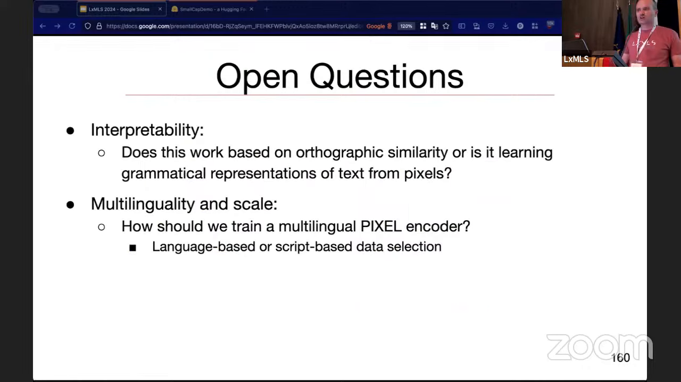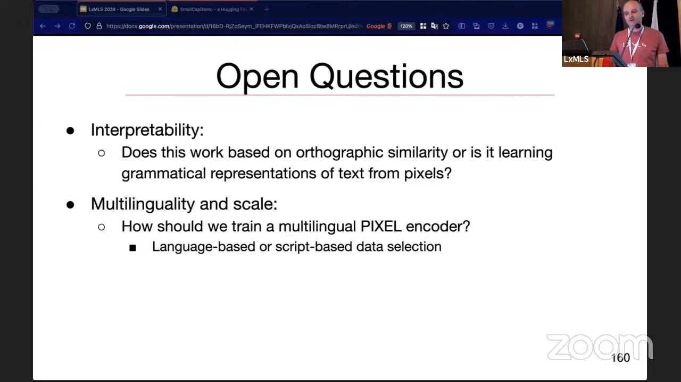And I think there are lots of really big open questions. For example, why or how does this work? So for people interested in interpretability, I think there are some big questions about whether this is exploiting orthographic similarity, or maybe it's actually learning grammatical representations. I don't yet see an answer to that.